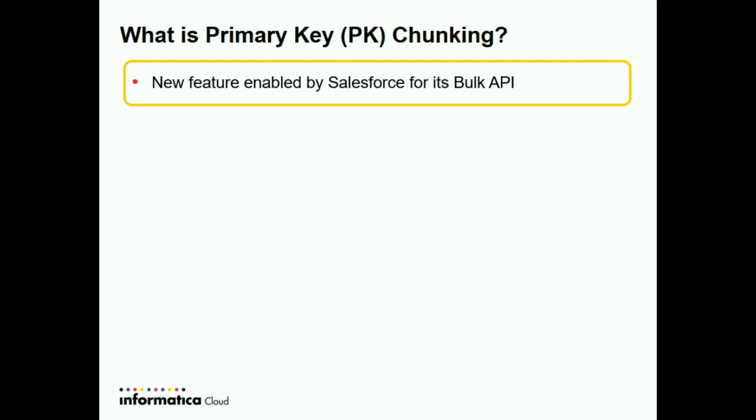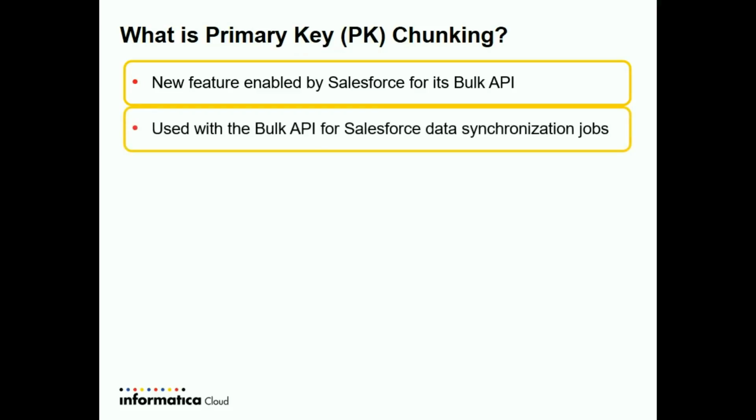Let us now discuss what is PK chunking. PK stands for Primary Key. PK chunking is a new feature enabled by Salesforce for its Bulk API. In Informatica Cloud, it is available for bulk API tasks which use Salesforce API version 32 or above. This feature is enabled and configured on the Schedule tab of the task.